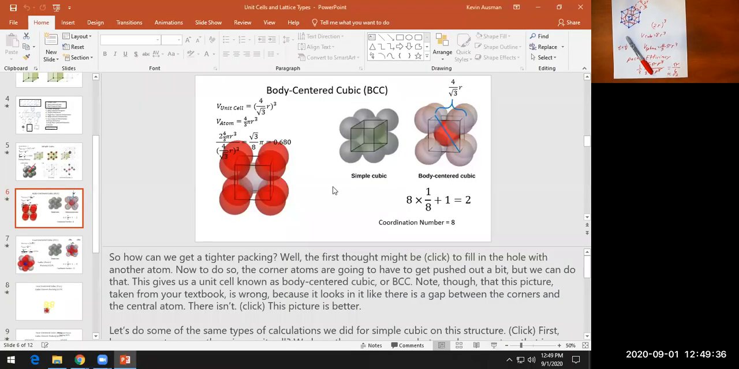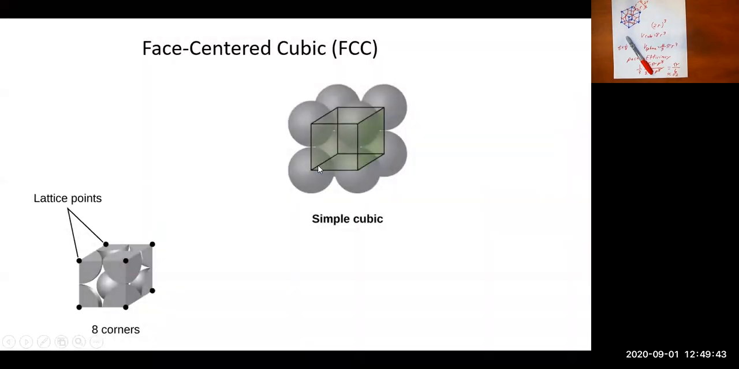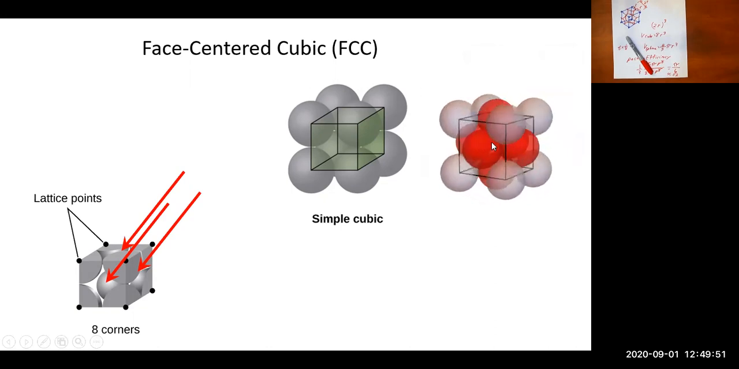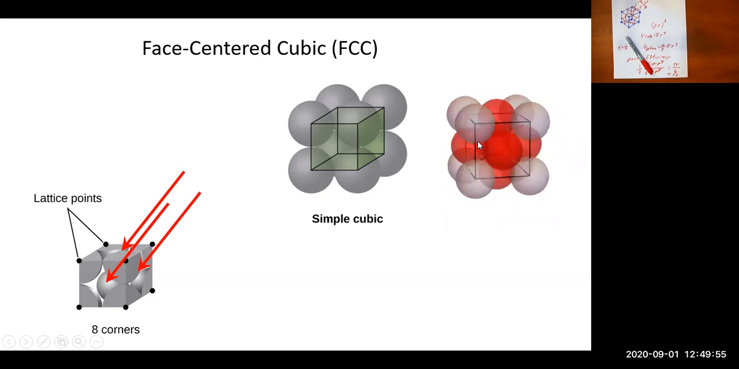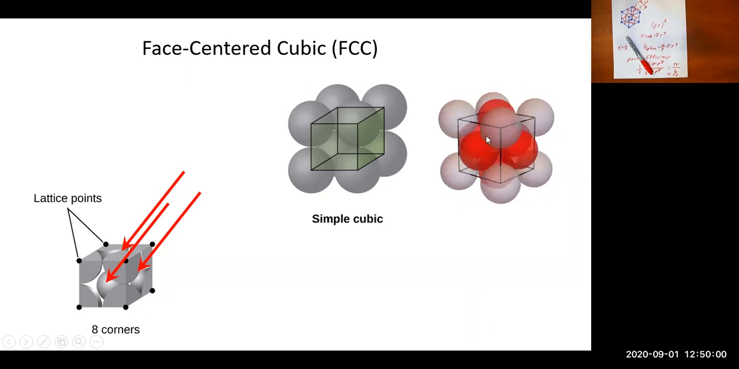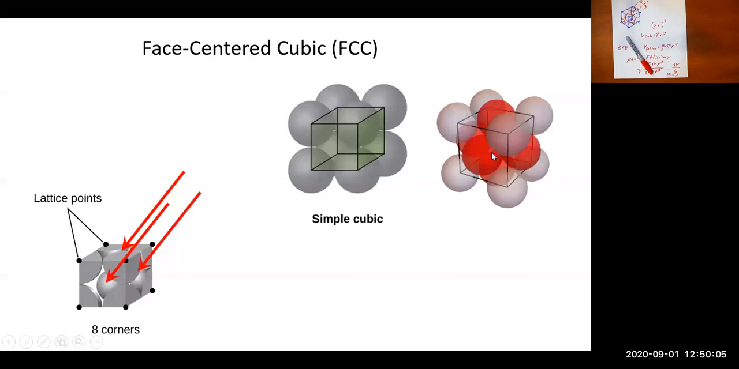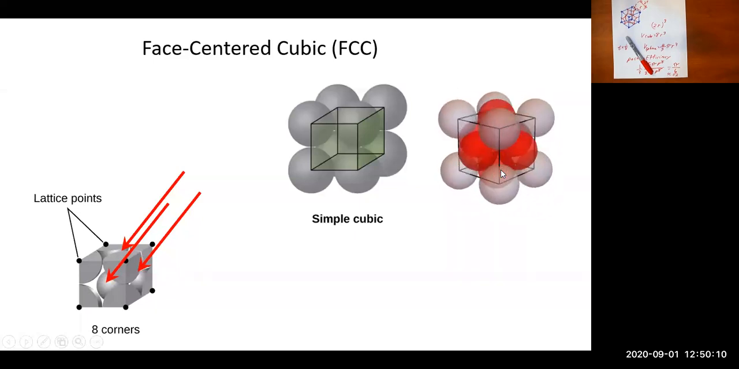Okay. And then the face-centered cubic, this is this one. We are again expanding the lattice, and we're putting a new atom in the center of each face. And so the atoms that are in contact with each other are along the diagonal of a face. So the diagonal of a face here is going to be 4 atomic radii.